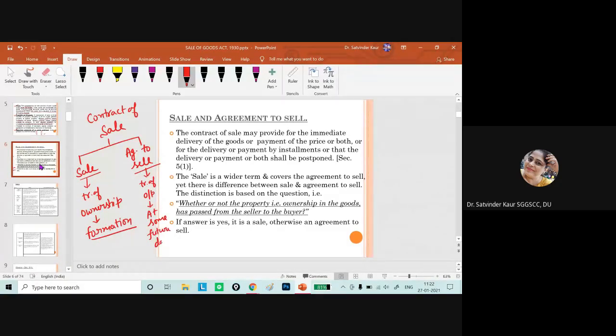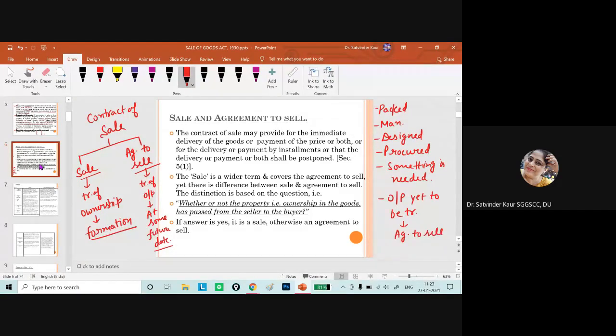There can be certain situations where goods need to be packed, or need to be manufactured, or designed as per the requirement of the buyer, or procured from some other place, or something else is required to be done, some finishing, for the particular goods. So in this particular situation, we agree that these goods will be transferred or given to you, but the promise is being made for the transfer of the ownership, and ownership is yet to be transferred. So when the ownership is yet to be transferred, this is not sale, this is agreement to sell. It means the ownership will be given at some future date.